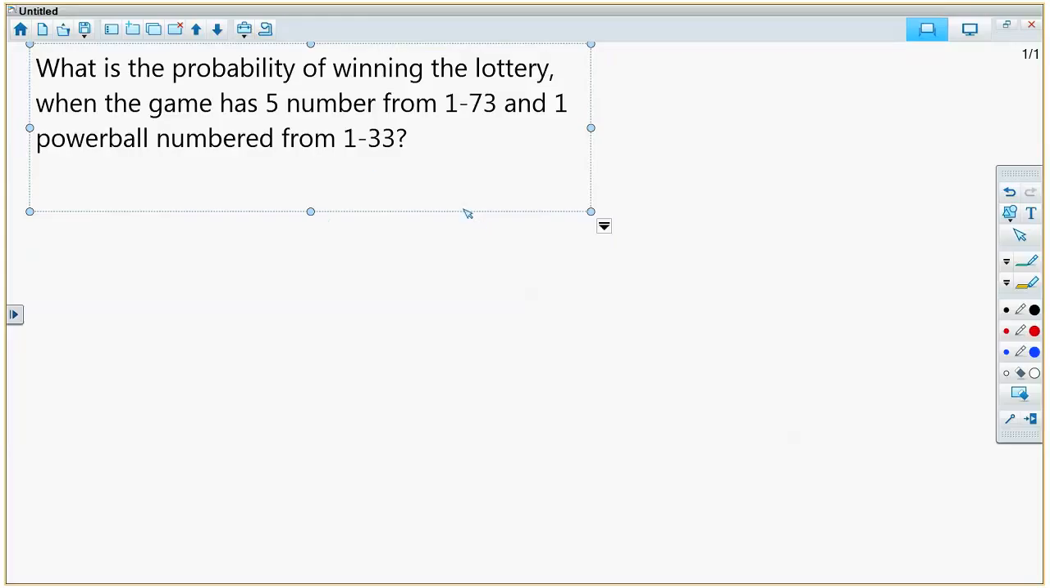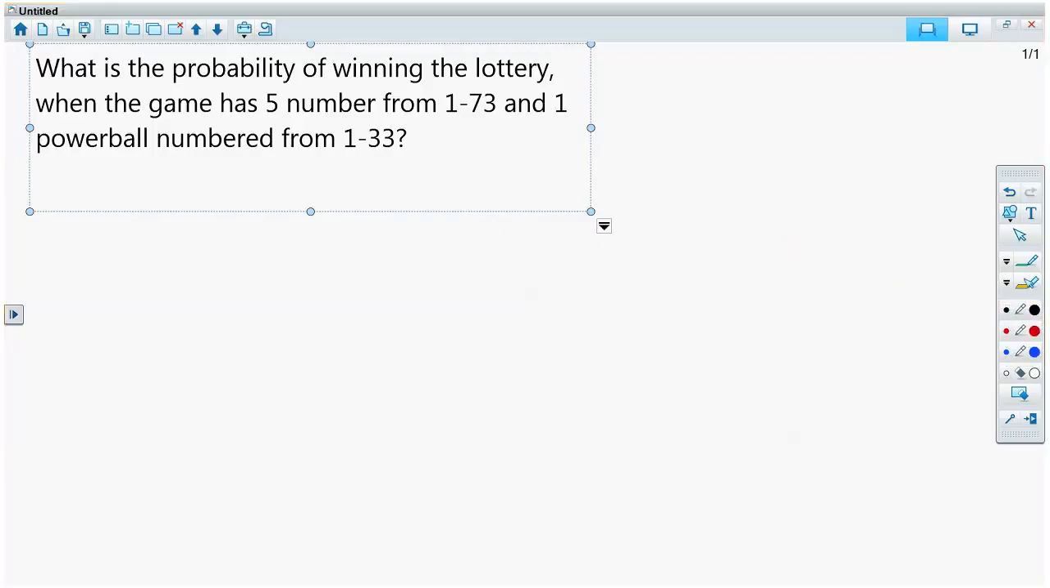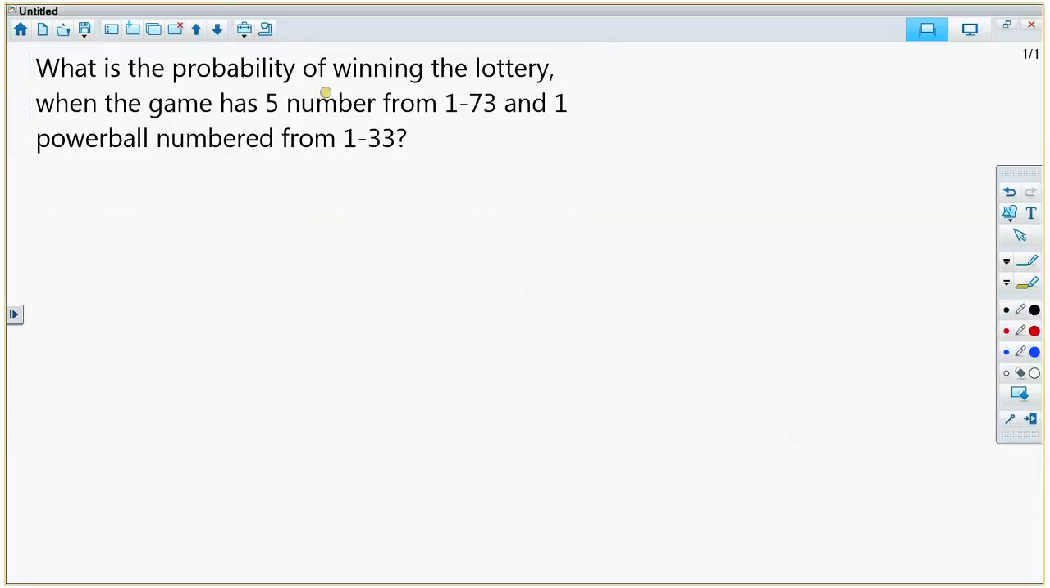Now, what's the key word in this problem? Nope. Winning. Why is that a key word? You have to buy a ticket, which means you have to put a one over the problem.